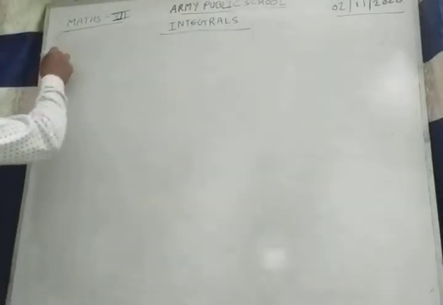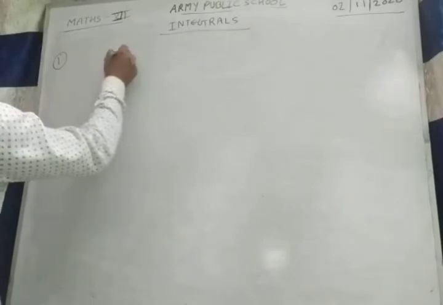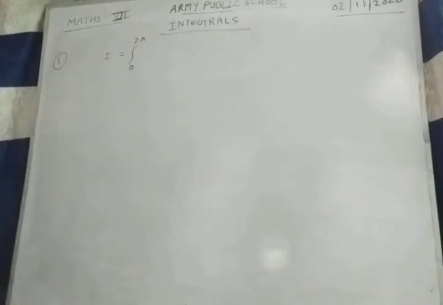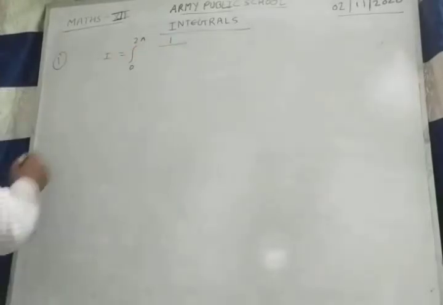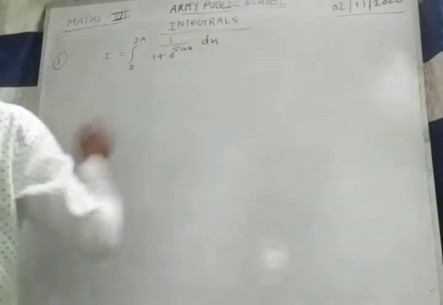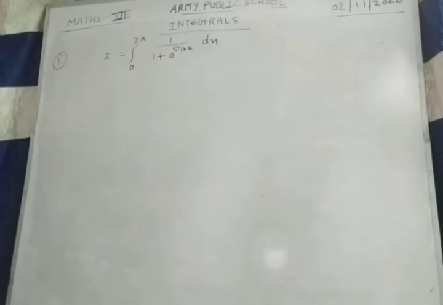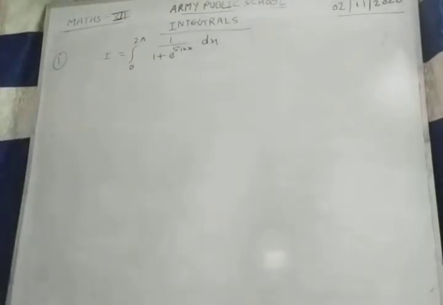Our first question is I is equal to integral from 0 to 2 pi of 1 by 1 plus e to the power sin x dx. Okay, so this is our first question, which is 0 to 2 pi and 1 by 1 plus e to the power sin x dx.